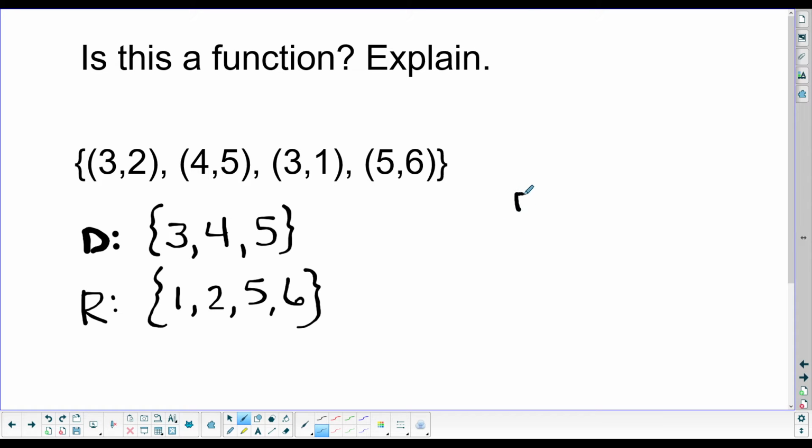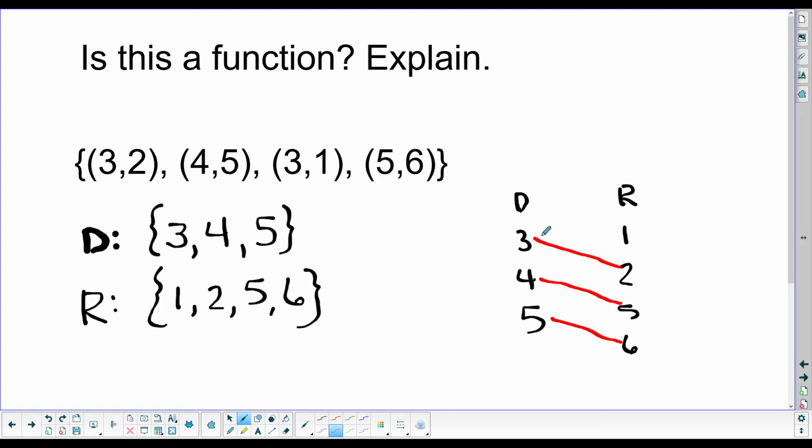So if I list my domain here, 3, 4, 5, and I list my range out, my range here is 1, 2, 5, and 6. And if I draw lines in between these to show how they're related, well, I know that 3 goes to 2. So 3 and 2 are matched up. I know that 4 and 5 are matched up. And I know that 5 and 6 are matched up. But I see right here that 3 and 1 are also matched up. So this tells me that this is not a function.